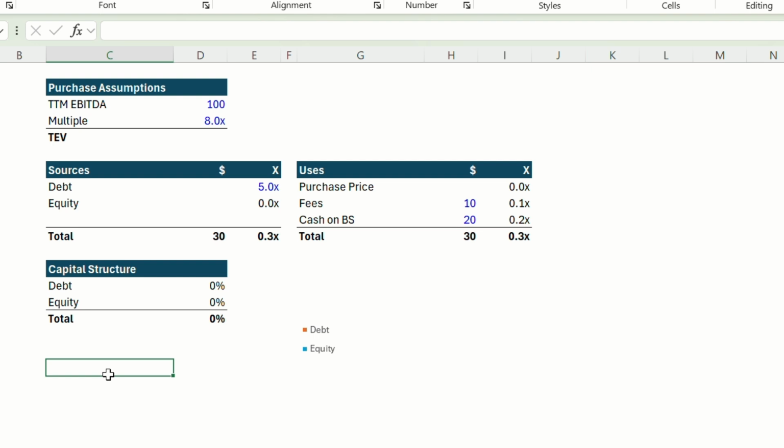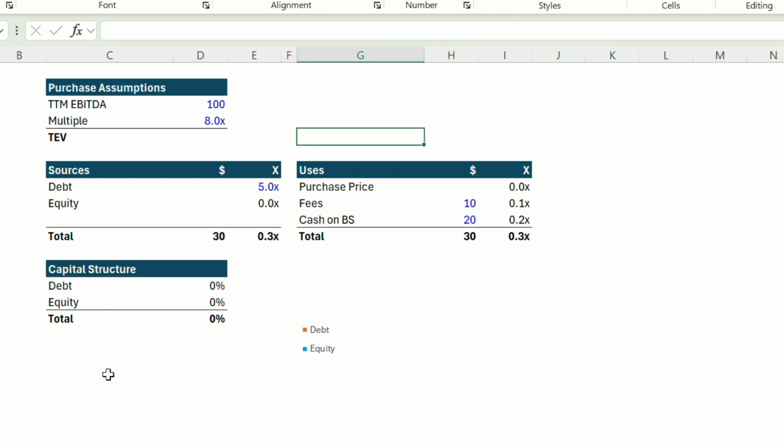And in most scenarios, you know the uses side before you know the sources side. So we know things like how much we're going to pay for the purchase price. We know what our fees are going to be. So things like paying our attorneys or accountants or anyone else who helped advise with the deal, investment bankers, for example, we know that, and we know how much cash is going to have to go onto the balance sheet.